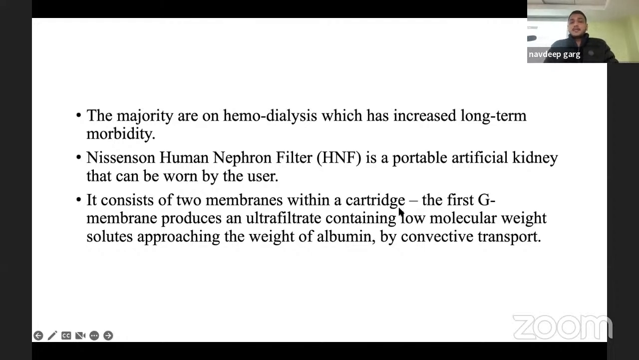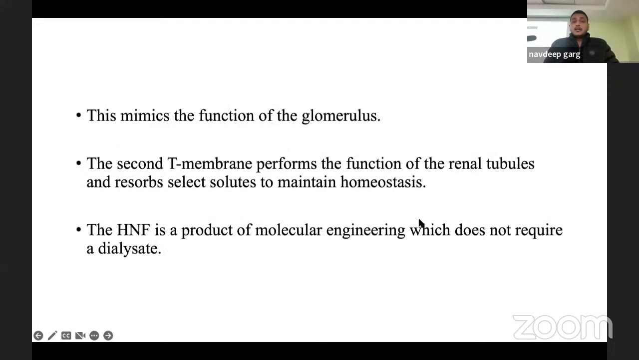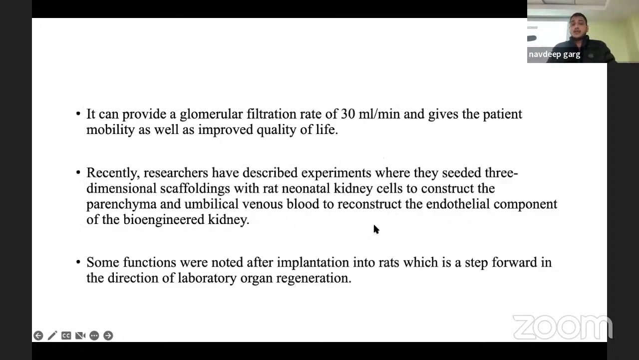The first G membrane produces an ultrafiltrate containing low molecular weight solutes approaching the weight of albumin, which mimics the function of the glomerulus. The second T membrane performs the function of renal tubules and reabsorbs select solutes to maintain homeostasis. The HNF is a product of molecular engineering which does not require a dialysate, which is very important. It can provide a GFR of 30 ml per minute and gives the patient mobility as well as improved quality of life.